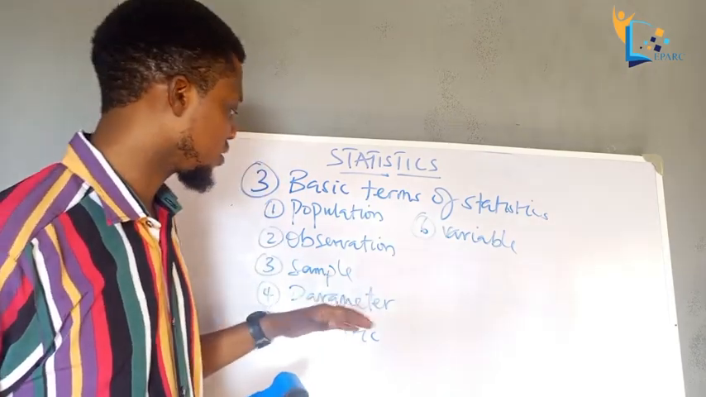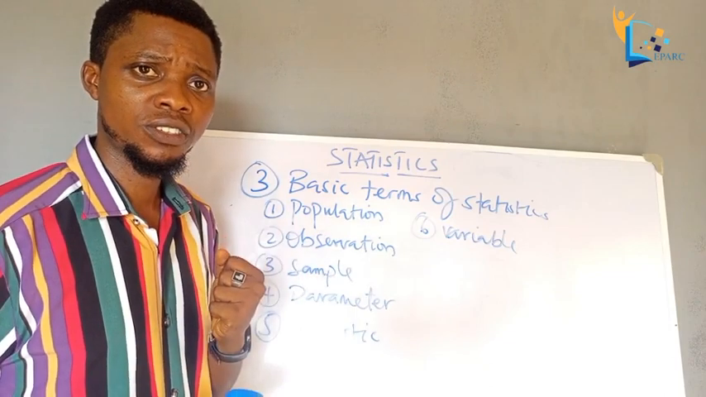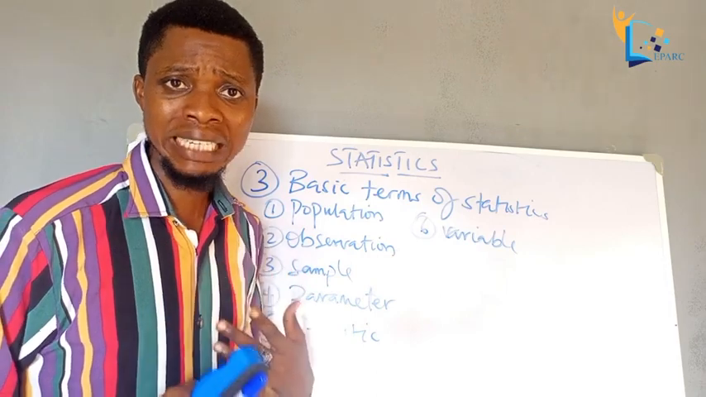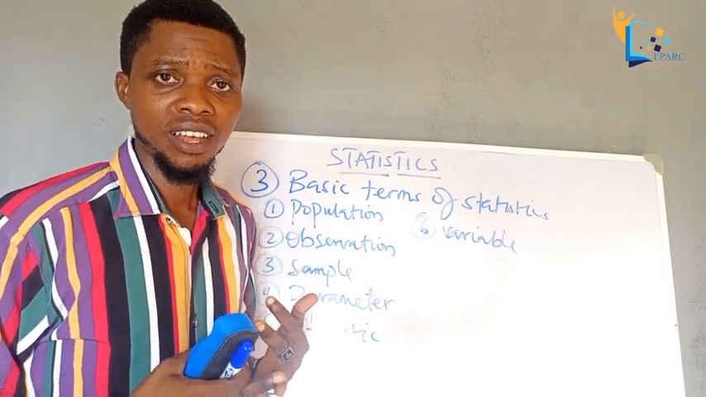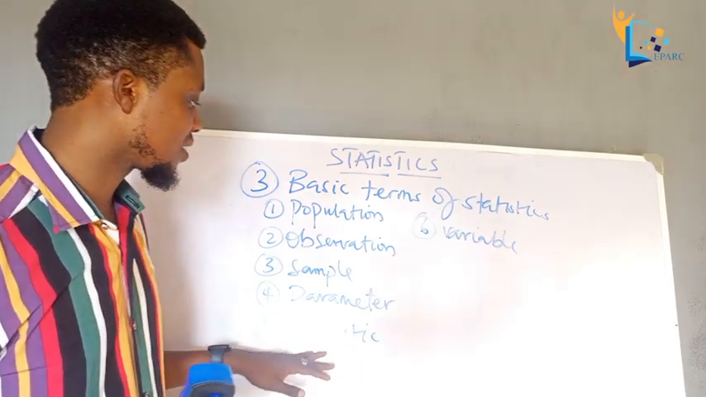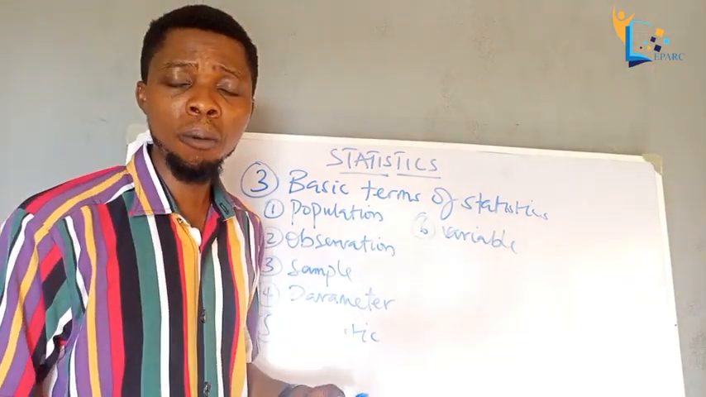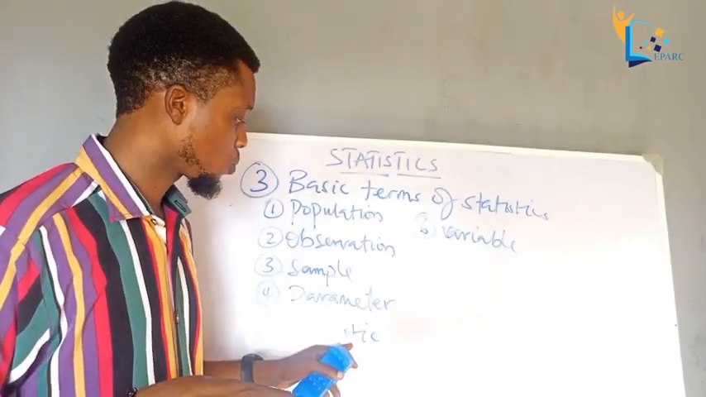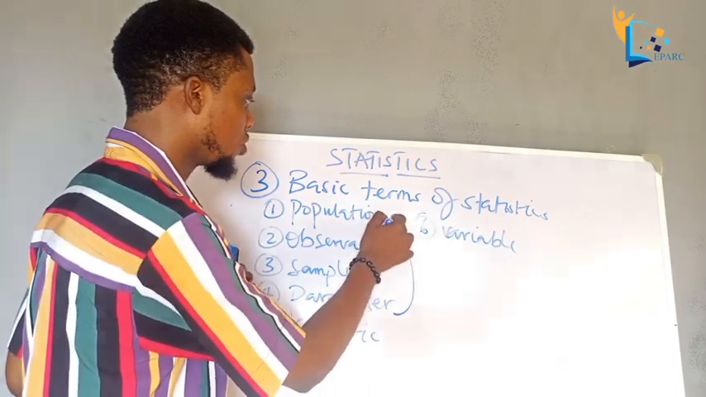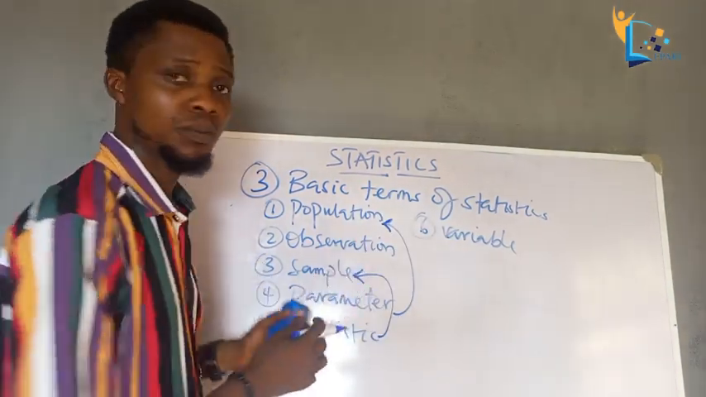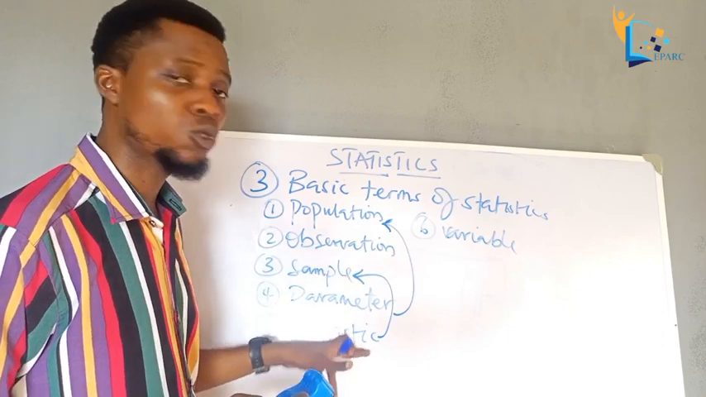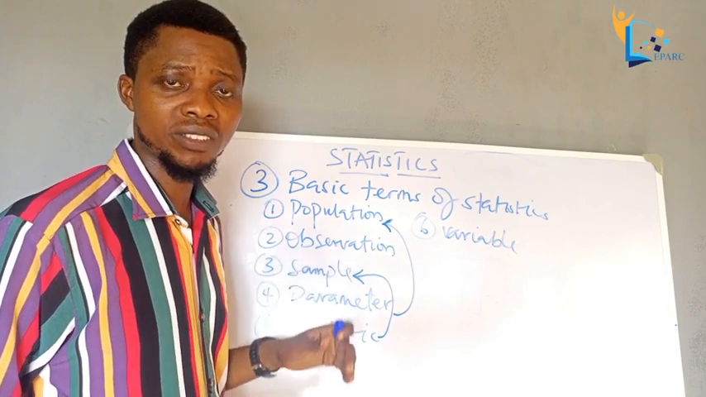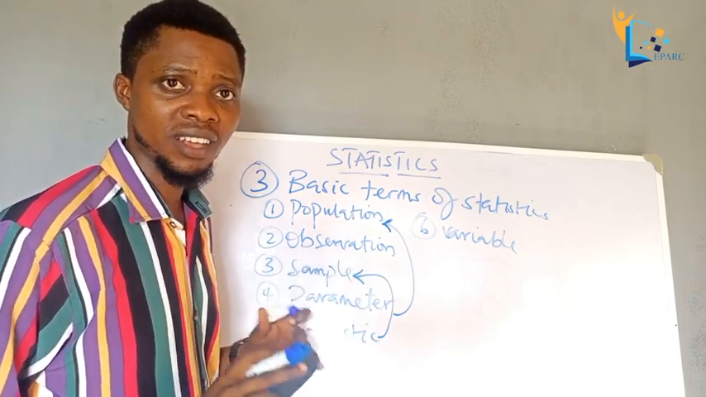They are the quantities computed from the population to describe its characteristics. We can have, for instance, the population mean, the population variance, and all that. Why statistic? These are quantities computed from the sample. This one is computed from the population, this one from the sample, to describe the characteristics of the sample. Example, we have the sample mean, the sample variance, and all that.